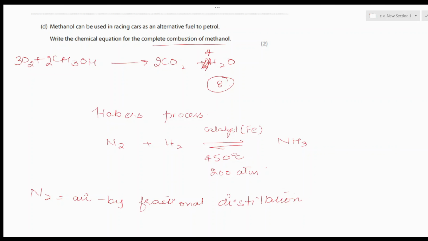Remember, catalytic cracking results in the formation of a smaller alkane and alkene, so it can give us the hydrogen. So we get hydrogen from catalytic cracking.